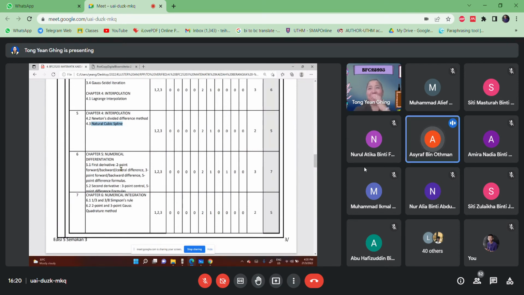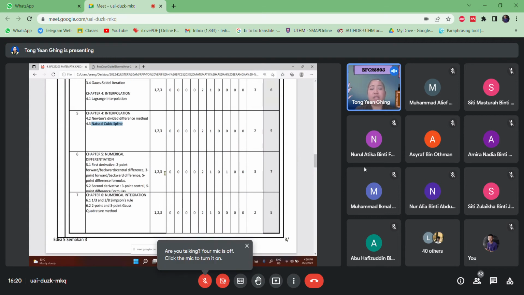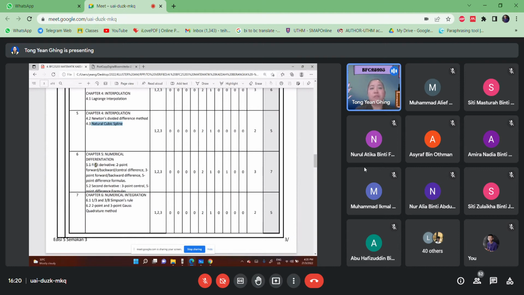Okay, and then chapter 5. This one is a very short chapter. Although it looks like a lot, this one is just using formulas. It is not so difficult compared to other topics. This one is much more straightforward. First derivative, we have 2 point forward, 2 point backward, 3 point central difference, 3 point forward, 3 point backward, 5 point difference. For the second derivative, we have 3 point center and 5 point center.